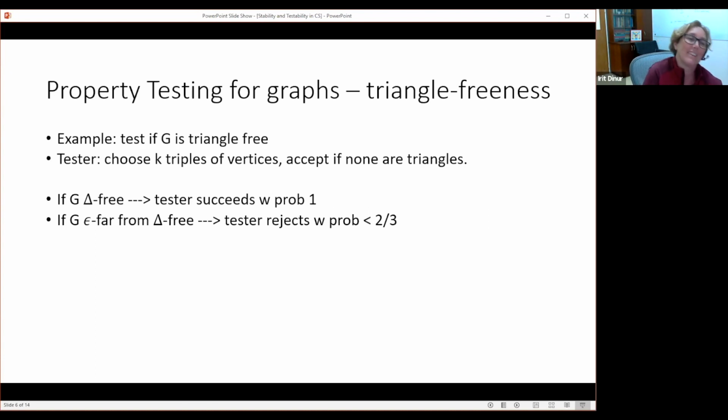So now comes the question, what do you think K should be? The number of triples that this tester should read before we can prove that such a theorem is correct.